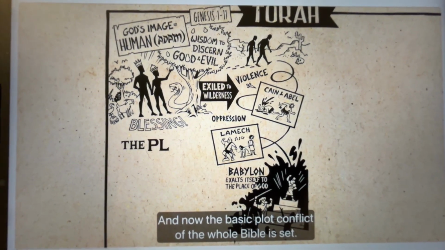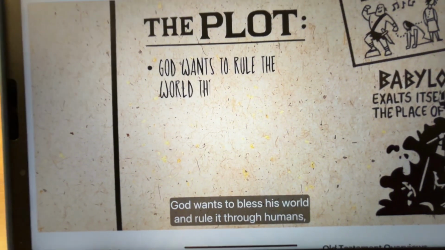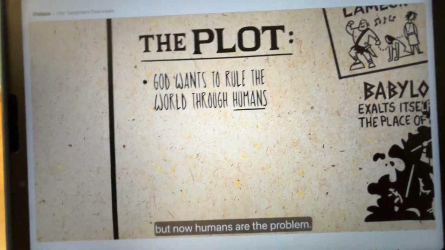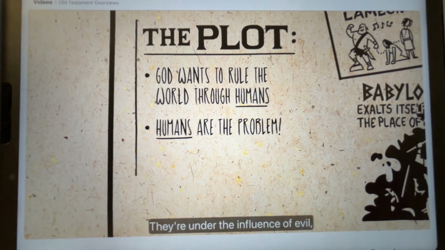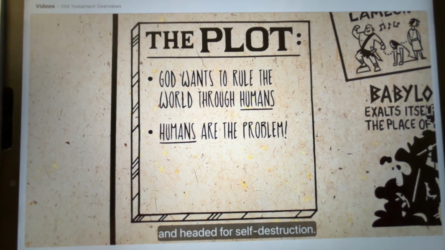And now the basic plot conflict of the whole Bible is set. God wants to bless his world and rule it through humans. But now, humans are the problem. They're under the influence of evil, they're stupid and short-sighted, and headed for self-destruction.